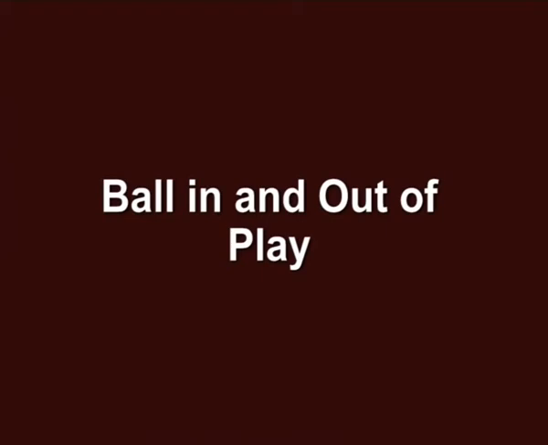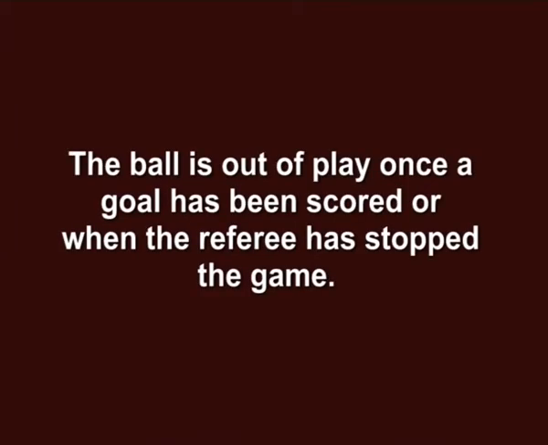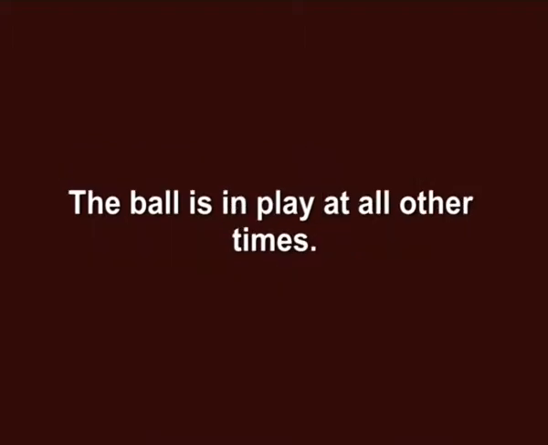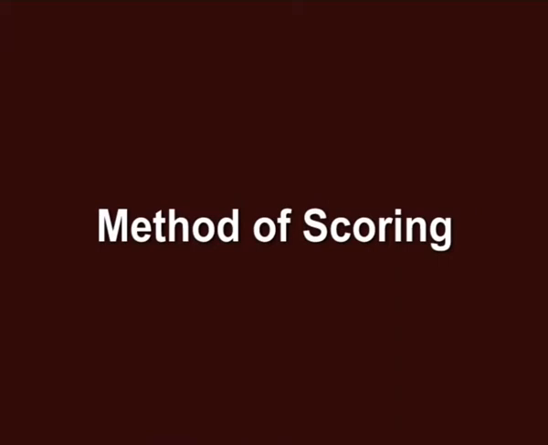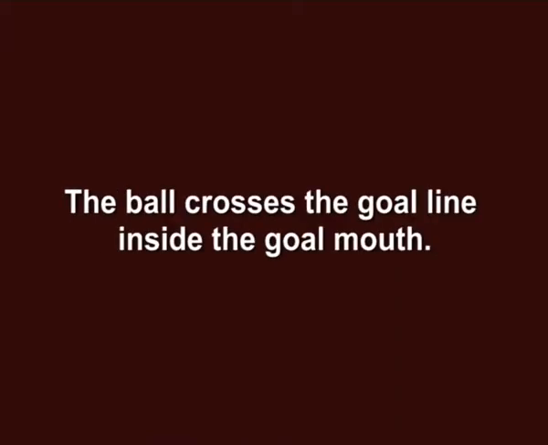Ball in and out of play. The ball is out of play once a goal has been scored or when the referee has stopped the game. The ball is in play at all other times. Next is method of scoring. The ball crosses the goal line inside the goal mouth.